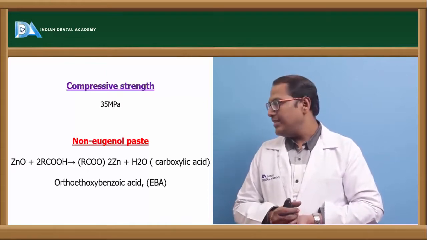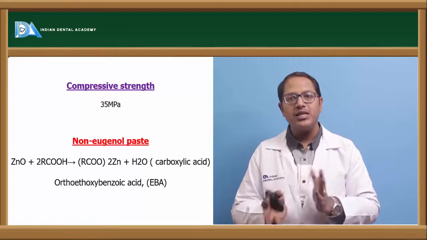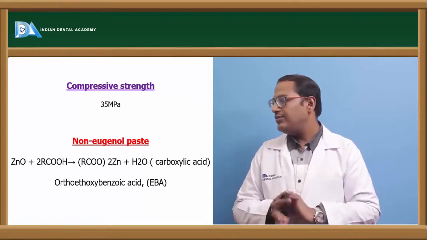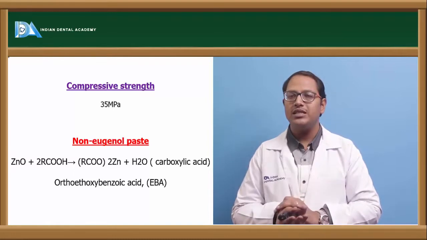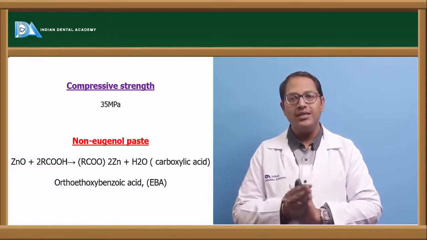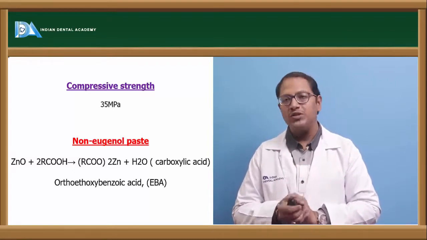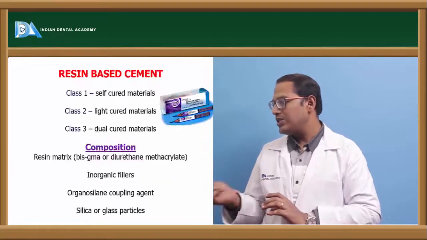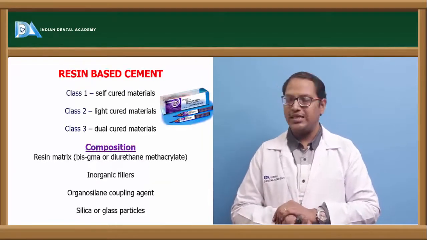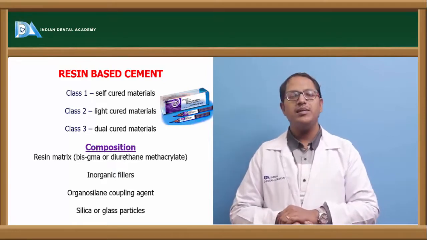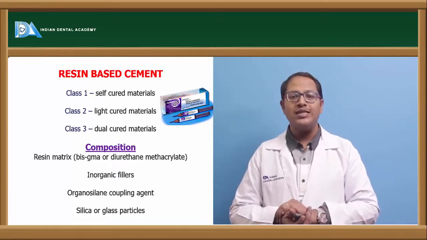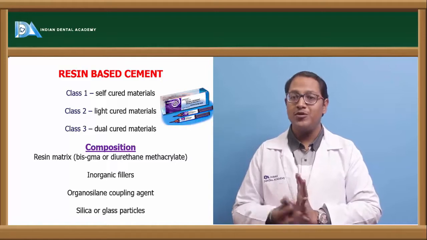orthoethoxybenzoic acid. So this acid is mixed with zinc oxide here, and we found the orthoethoxybenzoic acid is formed. And this material was not as irritant as eugenol. So this was the non-eugenol paste which came over. Coming to the next one, that is resin-based cements. The resin-based cements are also known as the Japanese cements because they came out from Japan.